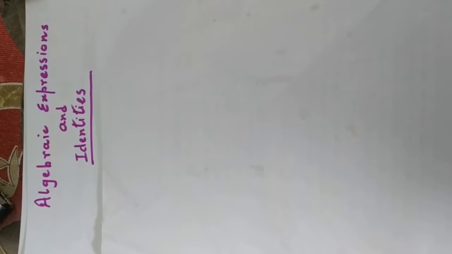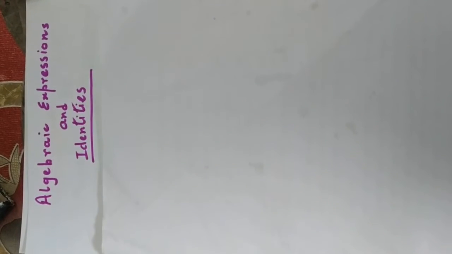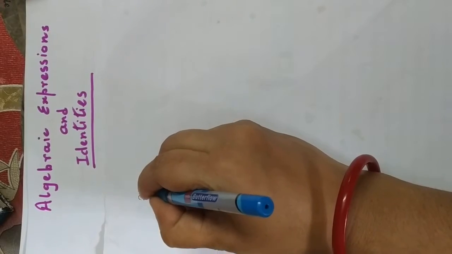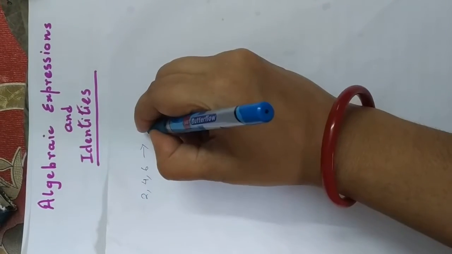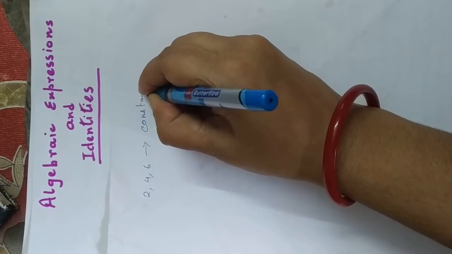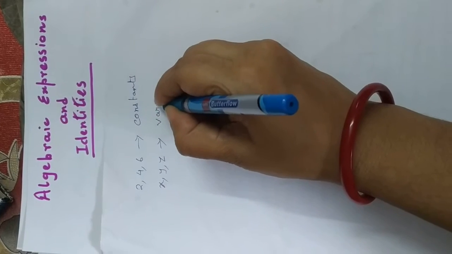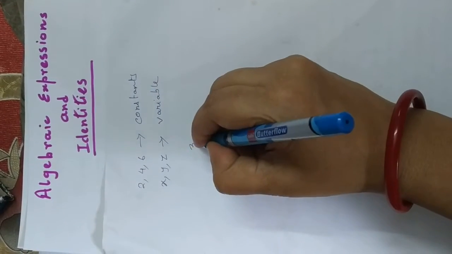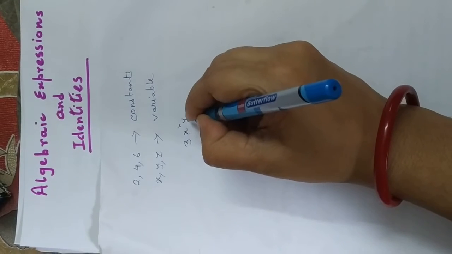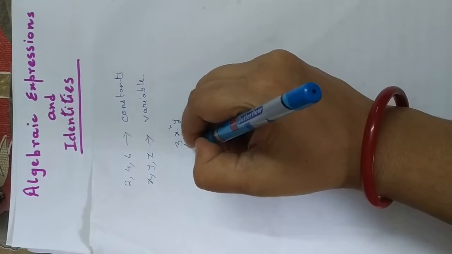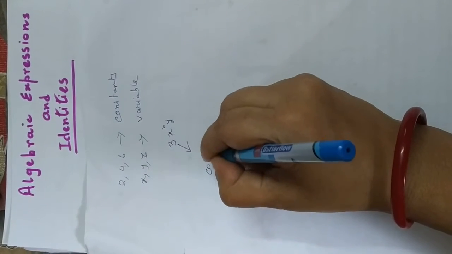First, what is algebra? Algebra is that branch of mathematics which deals with relations of numbers, and there are some constants and some variables. What are constants? Constants means numbers like 2, 4, 6. This type of numbers are called constants. And variables means x, y, z. These are variables. So while we are writing 3x square y, here x and y are variables and 3 is a constant. 3 is also known as the coefficient.